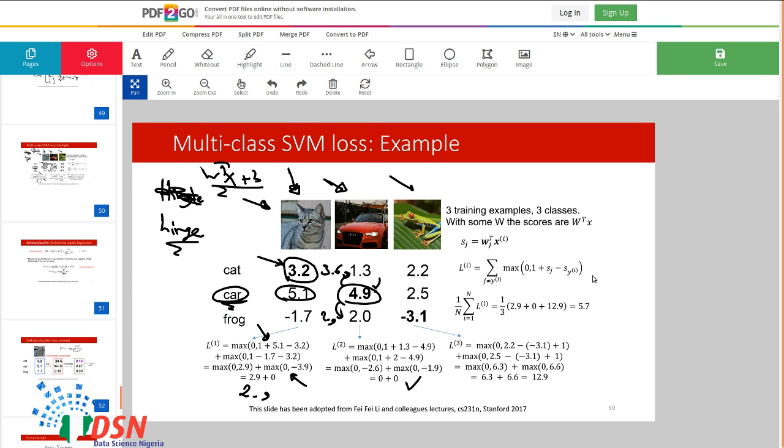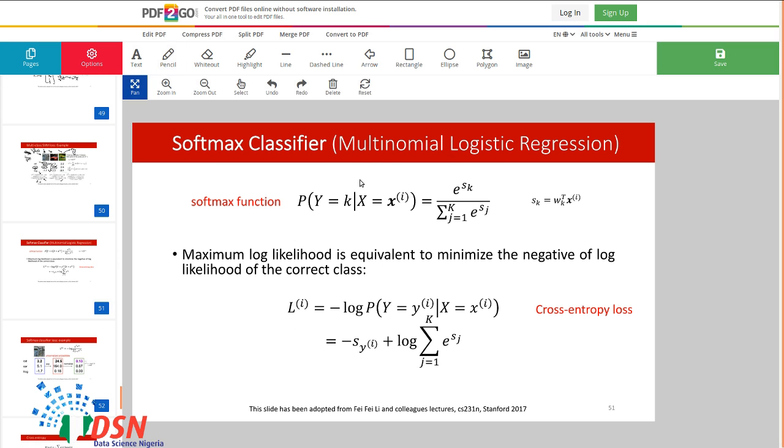So if the algorithm tells us this image is 90% a frog, 5% car, and 5% a cat, then we have much more sense about these numbers than just these scores, because these are kind of unnormalized scores. So could we convert this into some kind of probabilities? The answer is yes, actually. We could use multinomial logistic regression to do that.